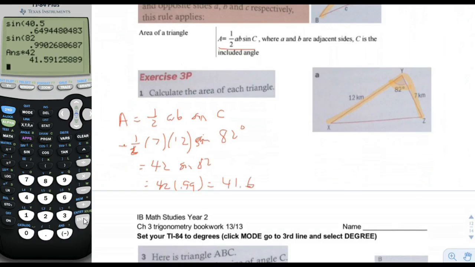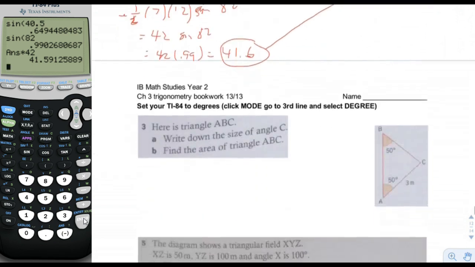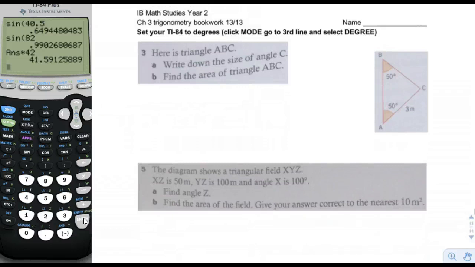Okay? That'll be the area of that triangle. Does that sound reasonable? Yeah. If you take 7 times 12, you get like a number like 70, so it should be about half that. Okay. So that's it for page 12.